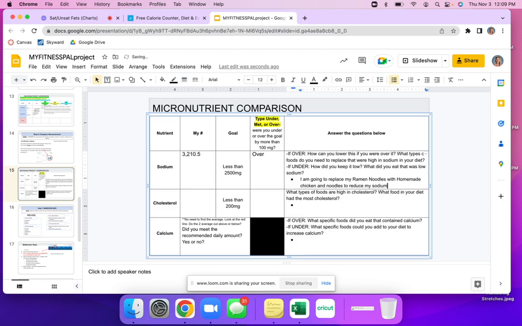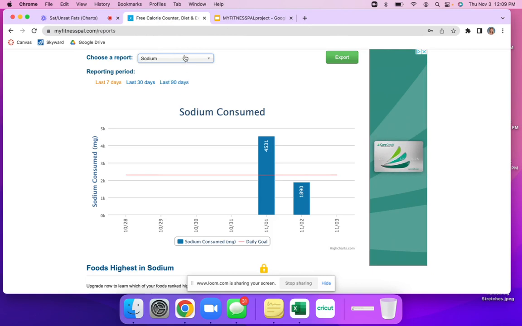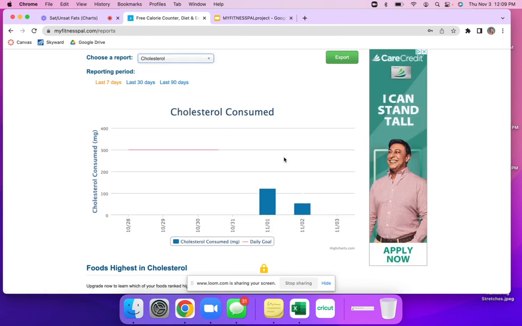Now, the reason that I'm saying homemade chicken and noodles is because I could make them at home and then I am not getting them from a can, because if I get them from a can, I'm running into the same problem. Processed packaged foods are high in sodium. So will that necessarily help my number? I'm not sure. So then you go to cholesterol, you do the little drop down, you take the average.